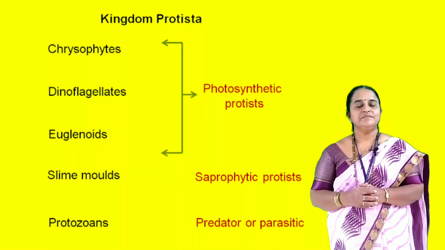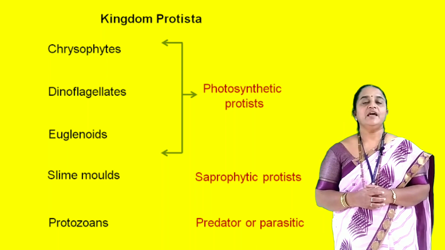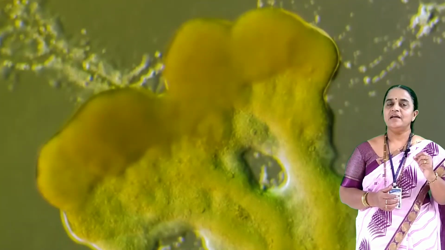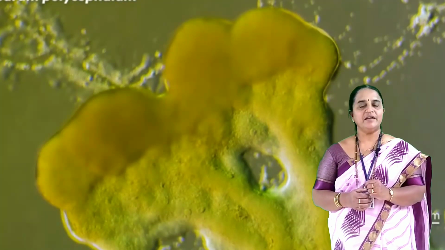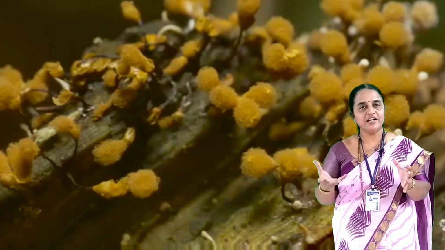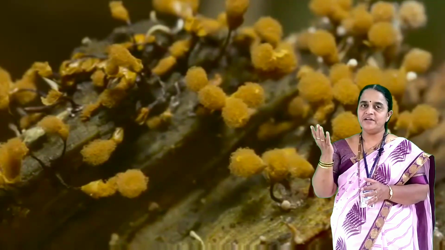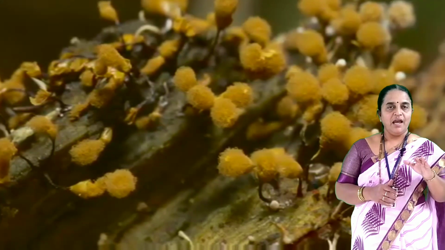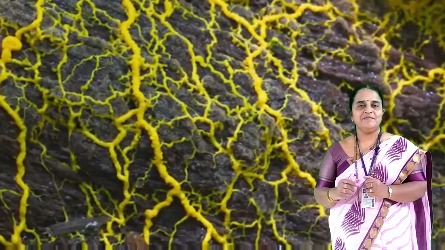Coming to the next division. It is division number 4. They are called slime molds. They are mimicking fungi as saprotrophs. If you see the habitat, they are usually found in the damp soil where the moisture content is more. They are also found on the moist bark of the trees. They also creep and they form a larger colony known as plasmodia.